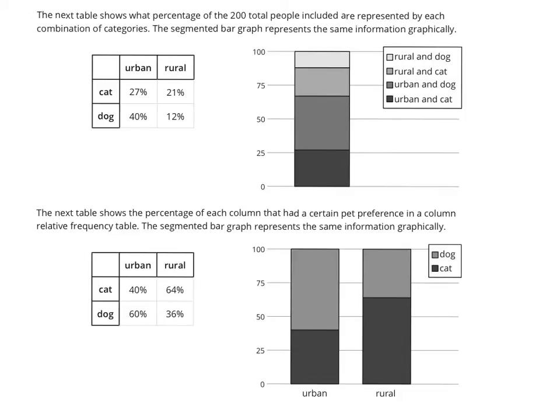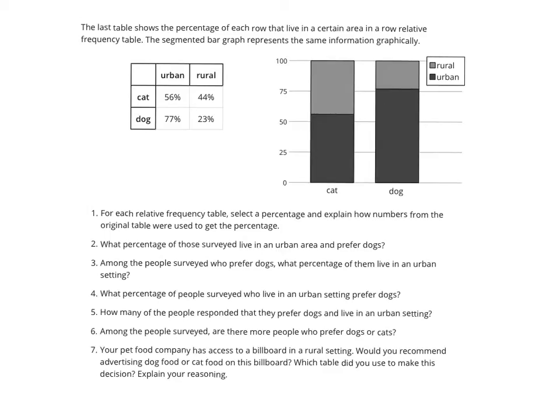We're going to look at one more table, and then we're going to answer some questions. This last table shows the percentage of each row that live in certain area in a row relative frequency table. The segmented bar graph represents the same information graphically. So these are the 7 questions we're going to be answering using these graphs. So in the next few slides, I've included all of the graphs on that page, and for one question. So we'll go through each of those together.